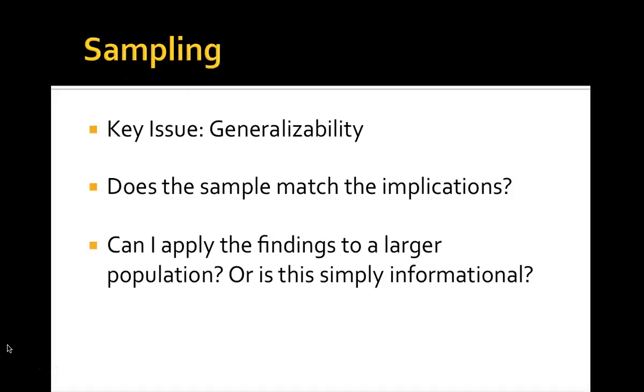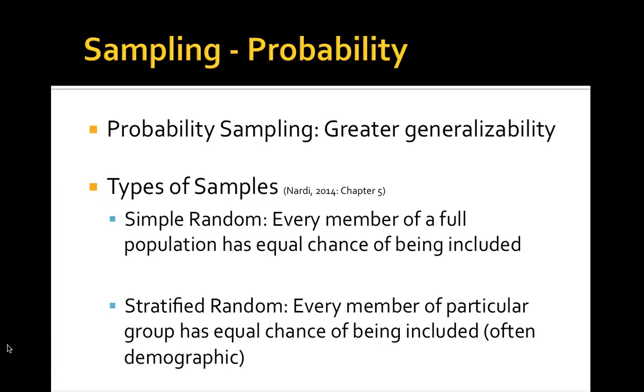And this is where we get into issues of sampling. So the key issue in sampling is generalizability. When you're reading research, you want to make sure that you are asking yourself whether the author of the research is making the correct implications about whether their sample matches generalizability. So you want to ask, can I apply the findings from this research study to a larger population, or is this simply informational for me?